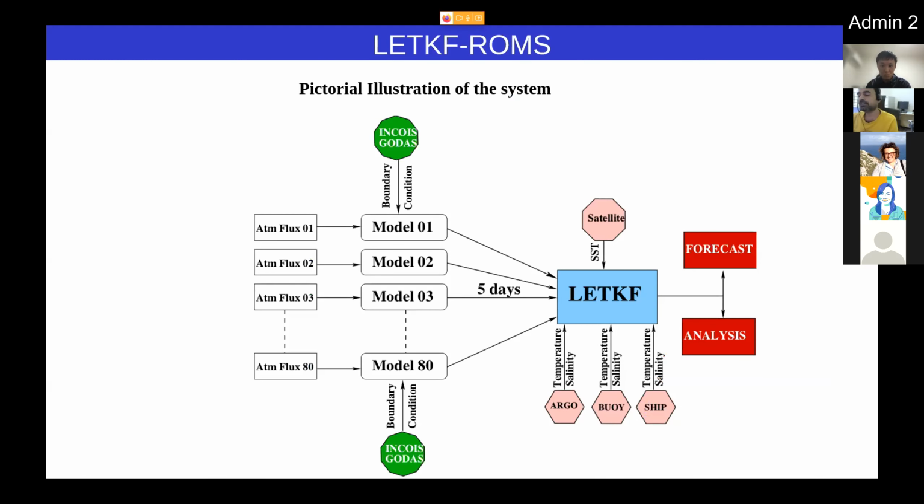This is a pictorial representation of how the system works. There are 80 ocean models, each forced with different atmospheric fluxes. The global system, INCOIS GODAS, gives us the boundary conditions, and this system runs for 5 days. On the 5th day, the temperature and salinity and satellite SST of the 5th day only, not of the previous 4 days, whatever is available, we feed to the system. All these observations we assimilate, and then we provide forecast and analysis.